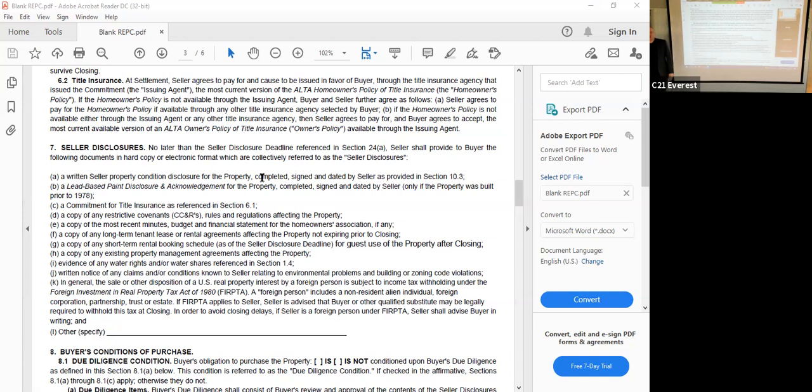If you are part of an HOA, this is the part that never happens. The CC&Rs, the title company will look that up for you if they can and get it for you, but you got to provide the CC&Rs. You've got to provide a copy of the most recent minutes. It doesn't say all of the minutes. It says the most recent minutes, budget and financial statement for the HOA. If it's got any long-term leases or short-term leases, you got to provide those. If it's got any property management agreements, you got to provide that. So everything in this section, the seller must provide to the buyer.